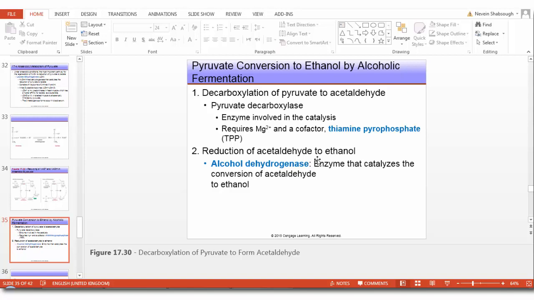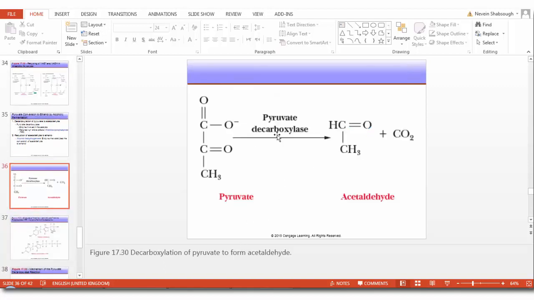Now, pyruvate conversion to ethanol by alcoholic fermentation consists of 2 steps. First, decarboxylation of pyruvate to acetaldehyde. The enzyme that catalyzes this step is called pyruvate decarboxylase. This enzyme requires both Mg+2 and a coenzyme called thiamine pyrophosphate. Now, if we look here, this is the enzyme and this is the reaction.